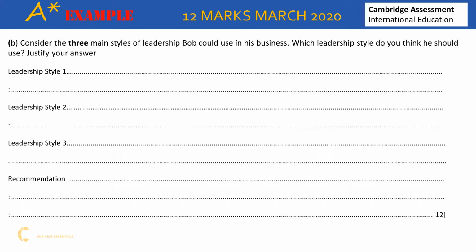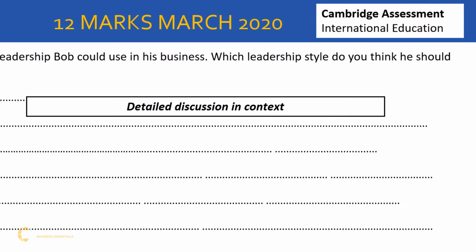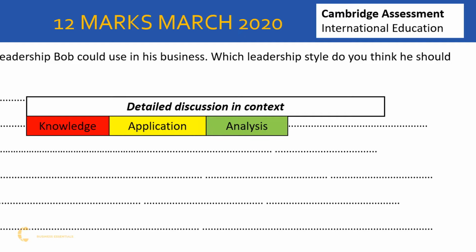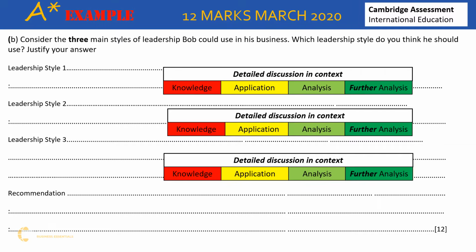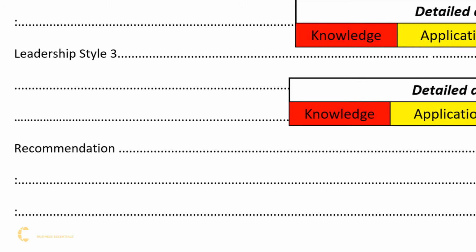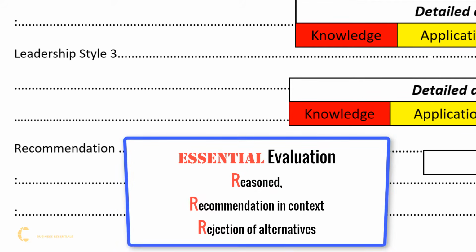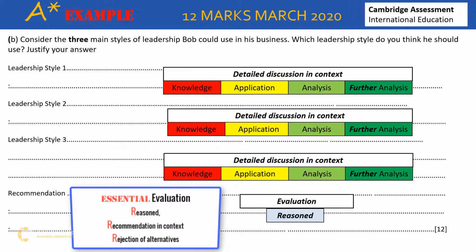For each leadership style, the updated 2020 mark scheme asks for a detailed discussion in context. But what does this mean? Essentially, we need 4 vital ingredients to secure top marks: knowledge and understanding, application, analysis, and further analysis. We repeat this process for the other leadership styles. The recommendation requires the 3 R's: a reasoned recommendation in context and rejection of the alternatives. So let's have a look at how this is done.